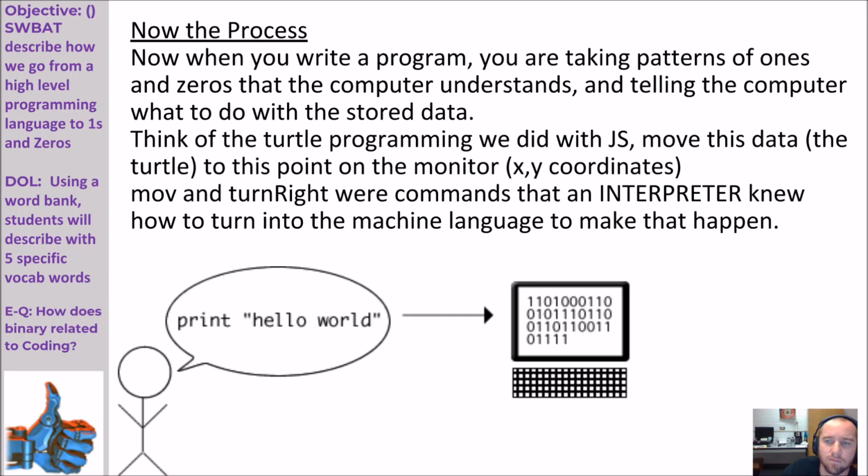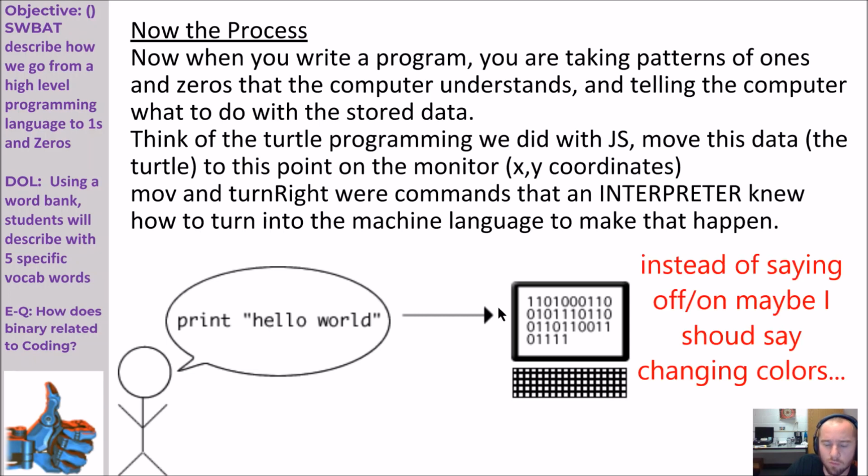And another thing that blew my mind when understanding programming is, think of that turtle programming we did with JavaScript. All you're doing is giving the computer instructions to move this data, this picture of the turtle, to another point on the monitor, which is this XY coordinate system that we use. Those are the numbers that you give the turtle to then move. But is he really moving? No, the pixels are turning off and on in a certain way to make it look like movement.